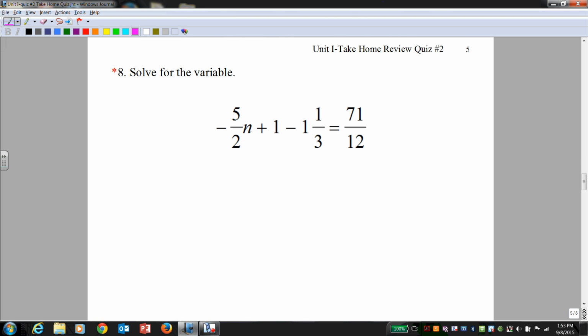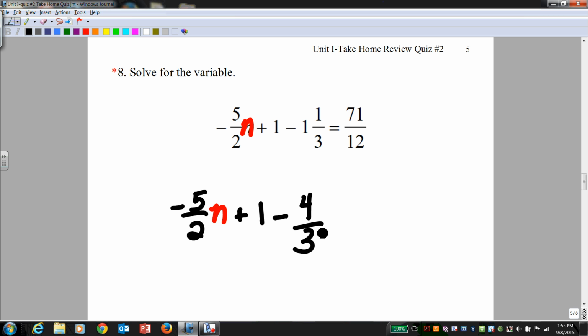We're going to solve for the variable. One rule when you're working with variables and fractions is to get rid of the fractions as quick as you can. The first thing you want to do is convert everything to straight up fractions. So watch what I do. That's already a fraction, so I'm going to leave it. Minus 5 over 2 n plus, that's 1, minus, change this back to improper. 3 times 1 is 3 plus 1, so this is 4 over 3 equals 71 over 12.